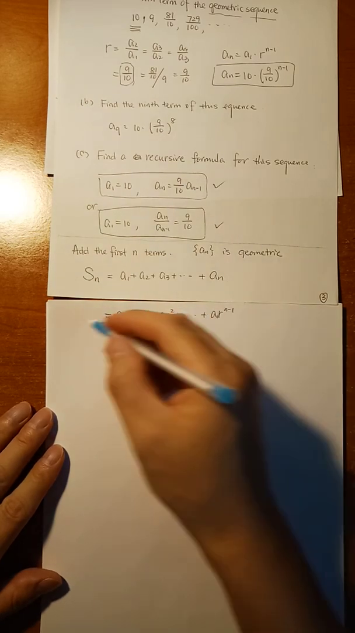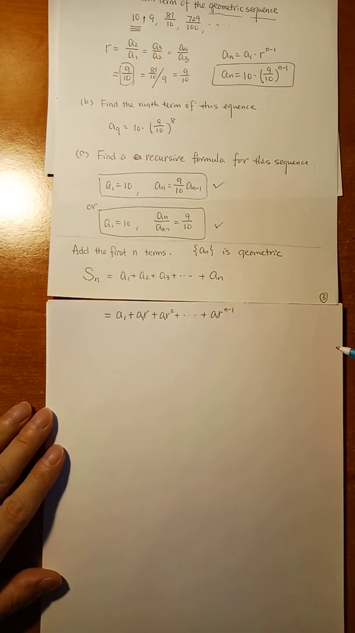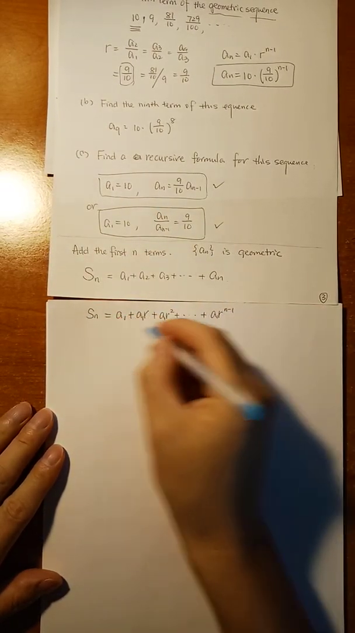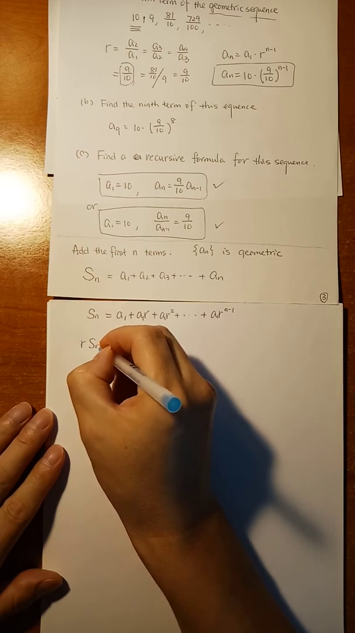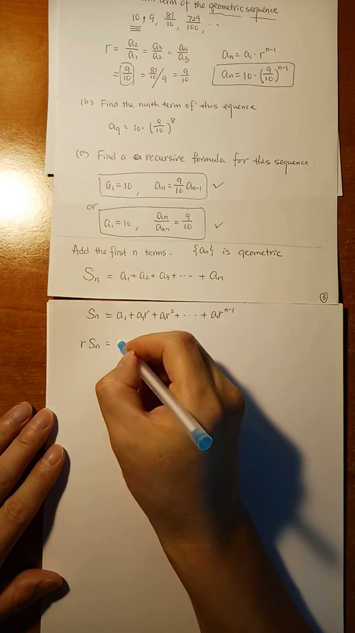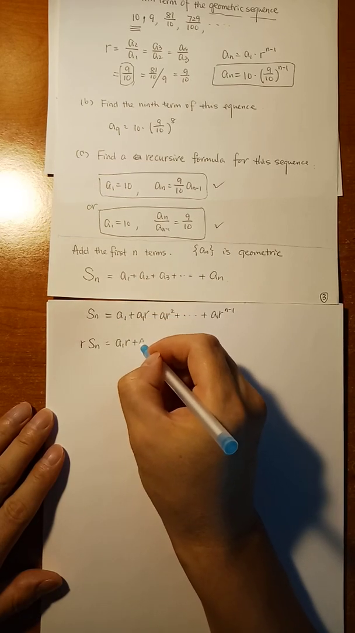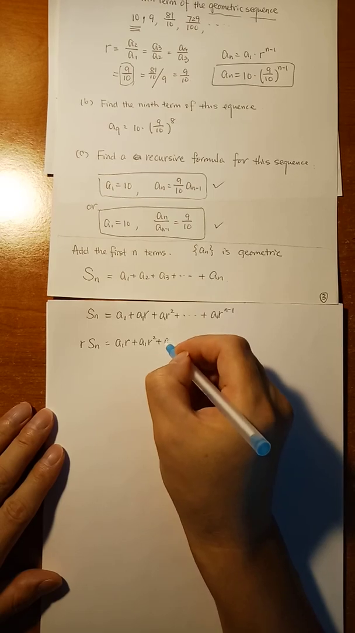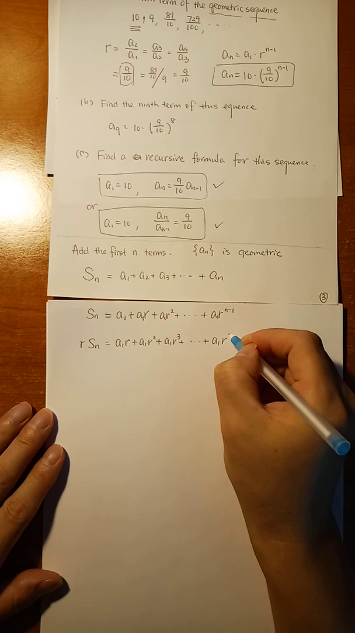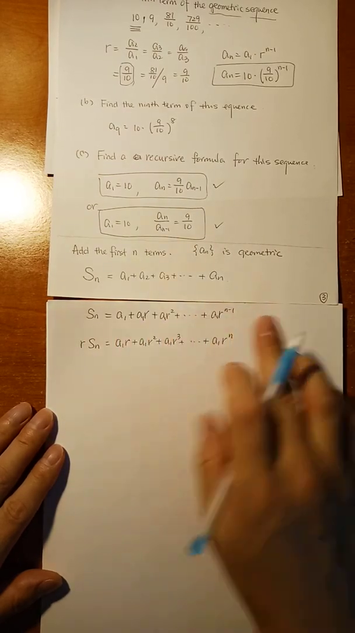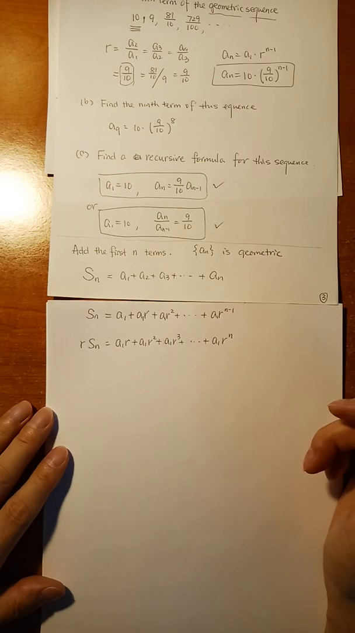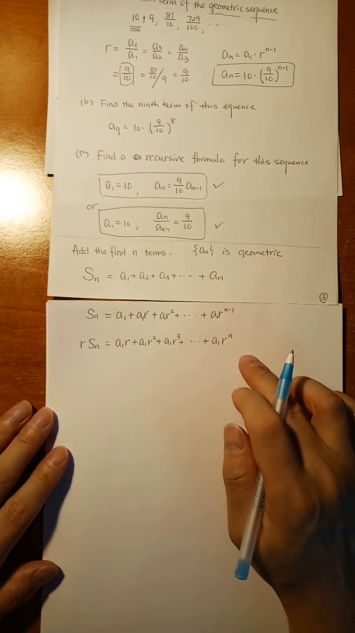Well, how do we add them? Let's try to multiply this sum by r. We multiply the sum by r. Then the first one becomes a1 r, the second one becomes a1 r squared, the third one becomes a1 r cubed, and this one becomes a1 r to the n, because you multiply every term by r, so you increase the power.